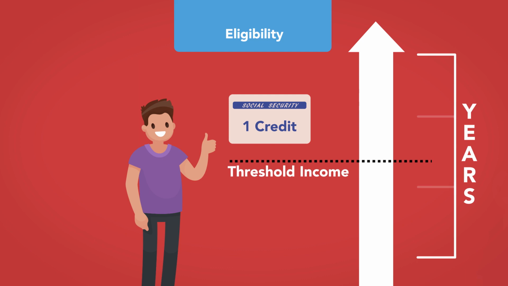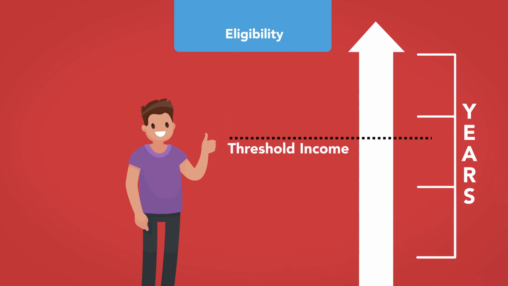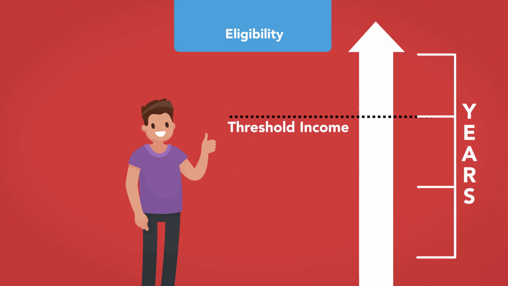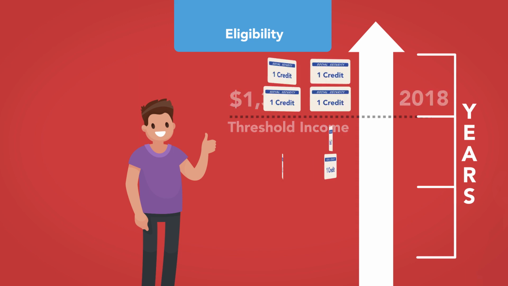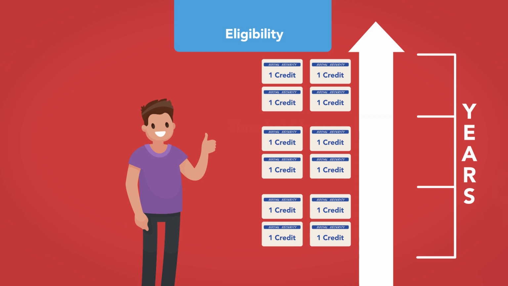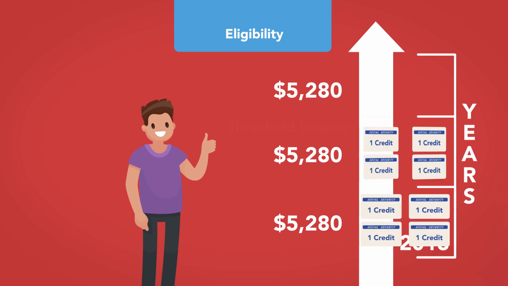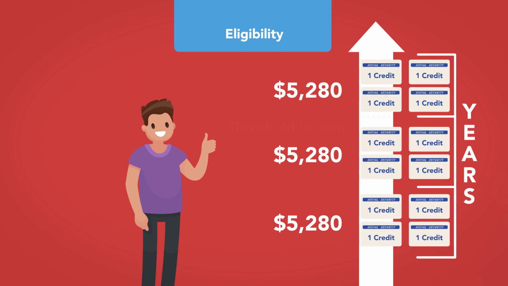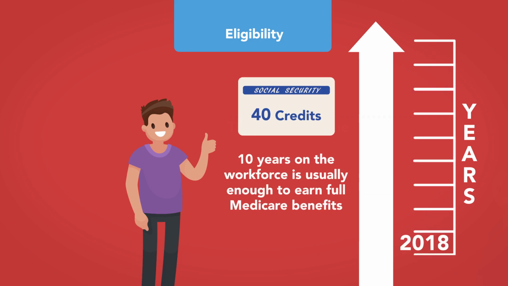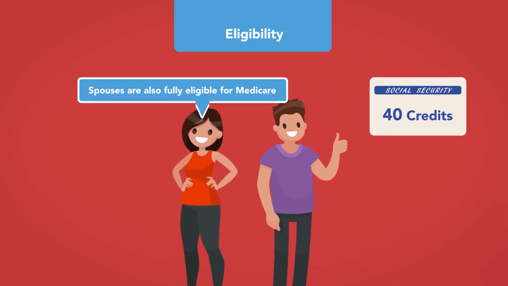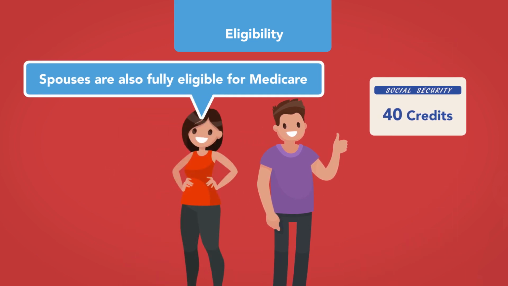The threshold amount increases each year based on national wage averages, and was $1,320 as of 2018. A person can earn up to 4 credits per year, so a person who earns at least $5,280 per year as of 2018 earns 4 credits towards the Social Security and Medicare thresholds. Thus, 10 years in the workforce is usually enough to earn full Medicare benefits. Spouses of people who have earned 40 Social Security credits are also fully eligible for Medicare.